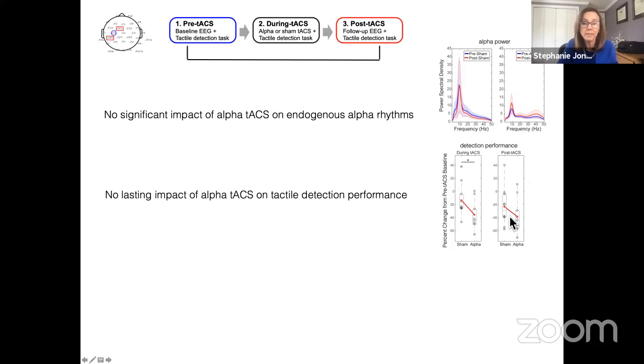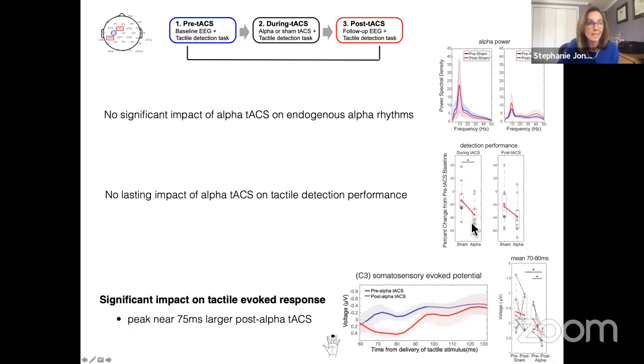Now, there are lots of reasons why we may not have seen changes in alpha and perception in our study. There were a lot of methodological issues with this design. It was a very weak stimulus, and we talk a lot about that in our publication on this work. But what we did see was a subtle but significant effect on the tactile evoked response, such that in the post-alpha stimulation condition, we got a larger amplitude peak near the 70 millisecond response. And this was significantly different when compared to the sham condition.